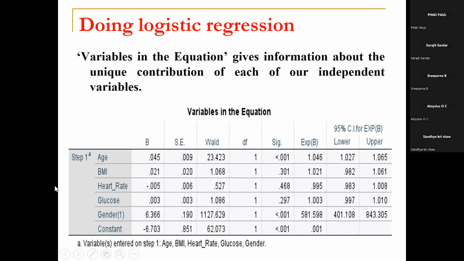Similarly, coming to the BMI index, the significance value is greater than 0.05. That means that variable does not have any significant impact on the classification of the dependent variable. Heart rate also does not have any impact. Glucose level also does not have any impact.